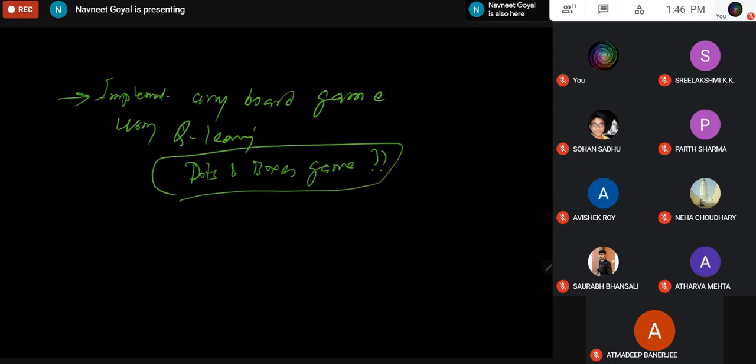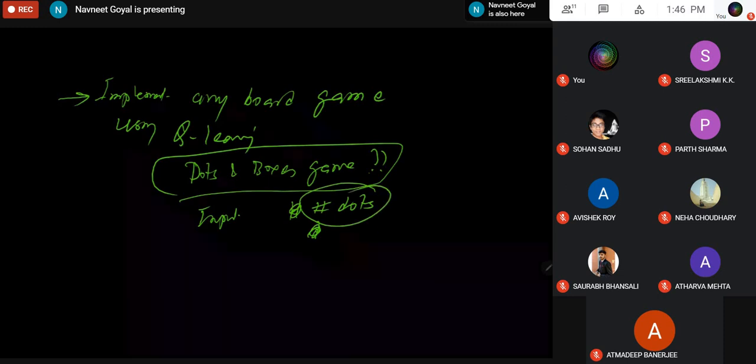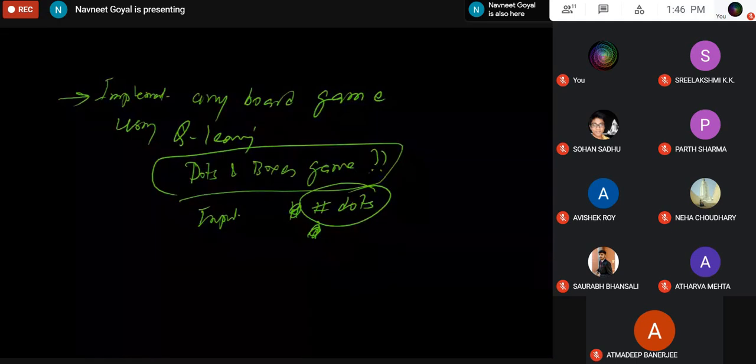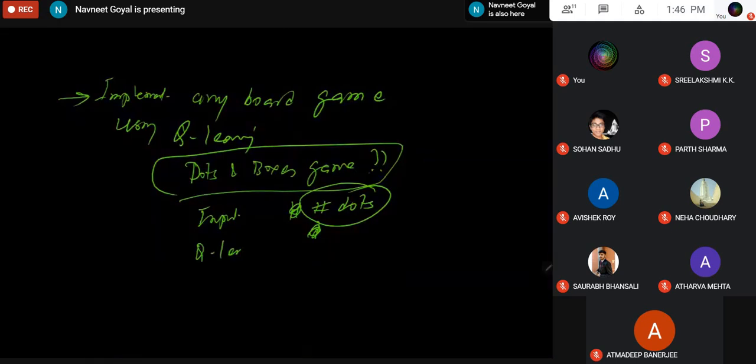So what you need to do is, the input would be the number of dots, and once you decide the number of dots, you also decide the number of lines. So that should be your input, right? And you should train a Q-Learning model on this, right? So what you can do, you can try different things like a Q-Learning agent.